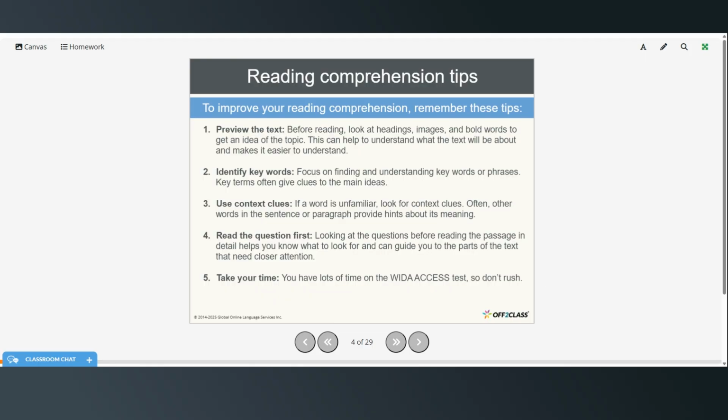All right, you can pause the video and read these reading comprehension tips, and then when you're ready, restart the video to continue.